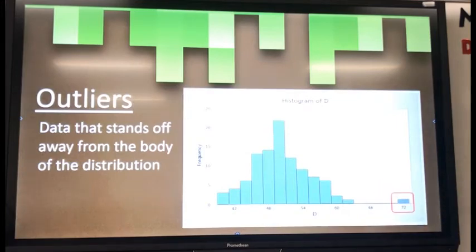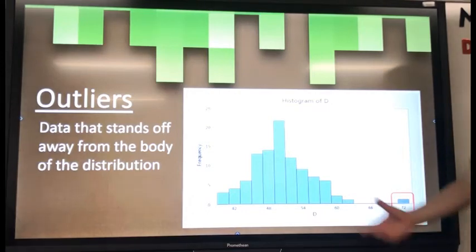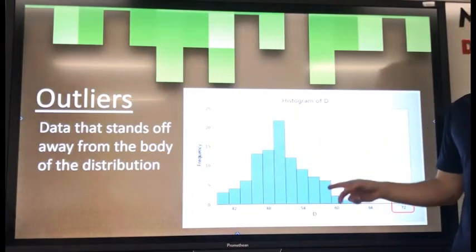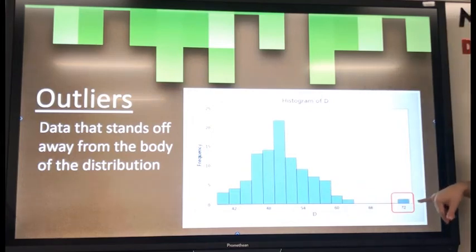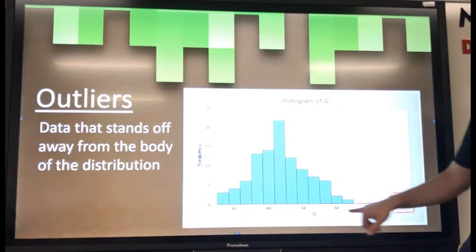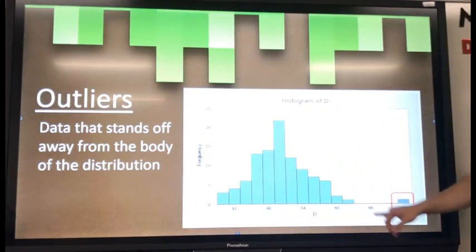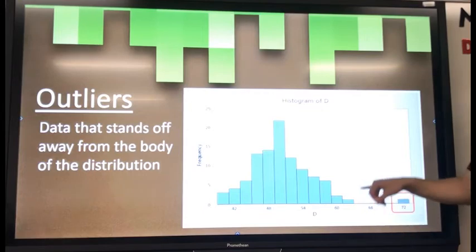And then there's outliers. Data that stands off away from the body of the distribution. So notice, what kind of histogram would you call this? Unimodal, right? Also symmetrical. Except for the fact that I have an outlier. This little piece of data way out here. This is referring to, I believe, age. So 42 to 60. There were no people in the 62 to 70 range, and out of nowhere there was a 72-year-old guy. That's something to say, hey, maybe I should find more people within this range and collect data.